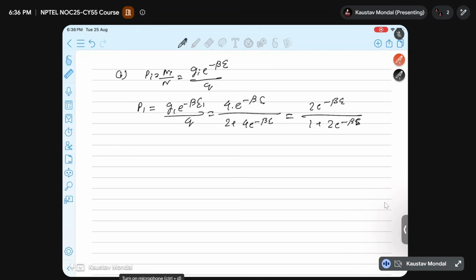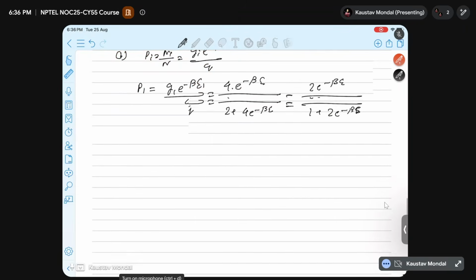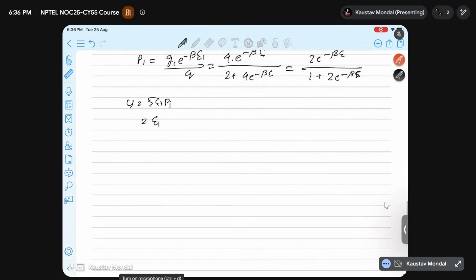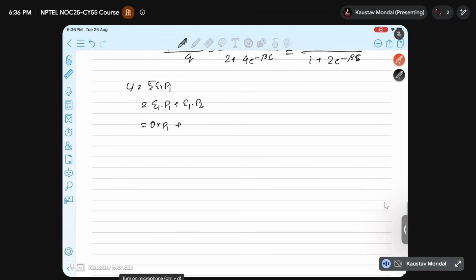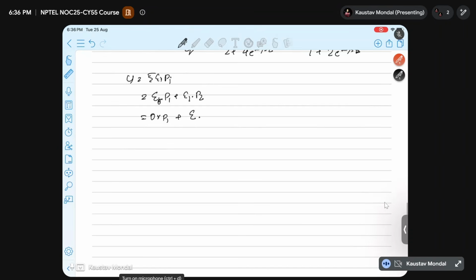So now the next thing that we have to calculate is the average energy, right? The average energy is similarly E_i times P_i. So E1 into P1 plus E2 into P2. E1 is 0, so 0 into P1 gives you 0. Then E2 is E, into P2.